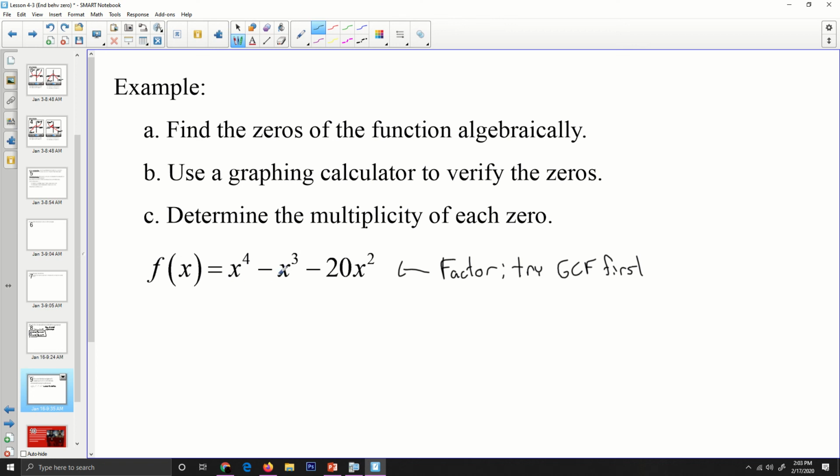When I look at this, I notice that there are x's in each term. So I look for the greatest common factor of x to the fourth, x to the third, and 20x squared. I notice that x squared is the greatest common factor of all 3 of those things. That'll leave me with x squared minus x minus 20. So I have a quadratic here, and I think I can factor the quadratic.